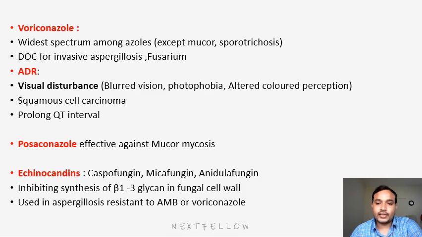Next important drug in azoles will be voriconazole. It is having a wider spectrum. Okay, ketoconazole will have a narrow spectrum. It is having a wider spectrum among azoles except for mucor and sporotrichosis. These are not effective. So it is the drug of choice for invasive aspergillosis and fusarium infections.